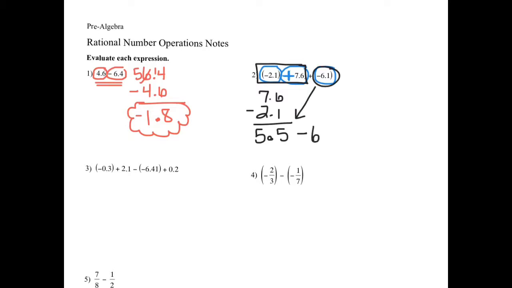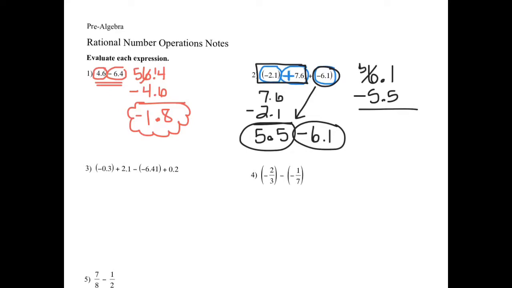Minus 6.1. Same signs add and keep or different signs subtract. This is a subtraction problem. 6.1 minus 5.5. When I borrow, 11 minus 5 is 6. 5 minus 5 is 0. And then I have to go back to my problem. Keep the sign of the bigger number, negative. All right. I'm not going to do that one. I'm going to let you do that.